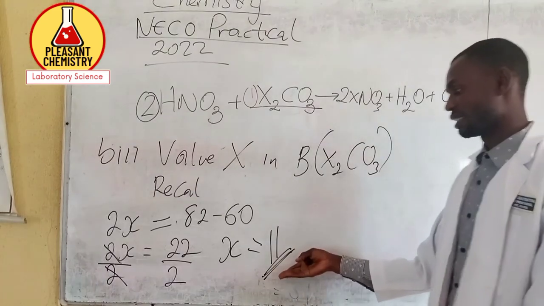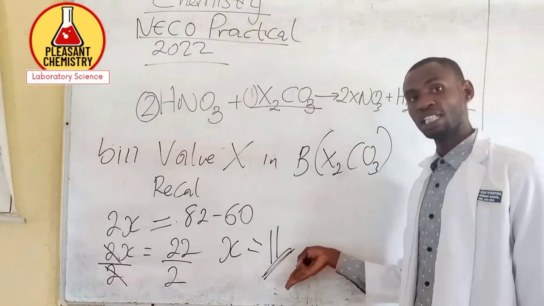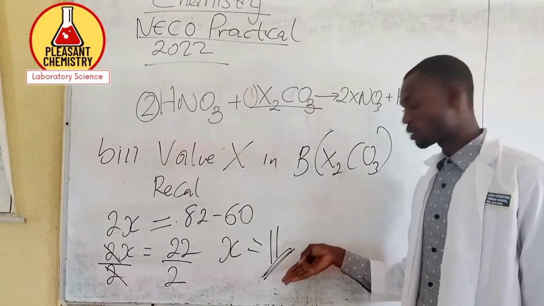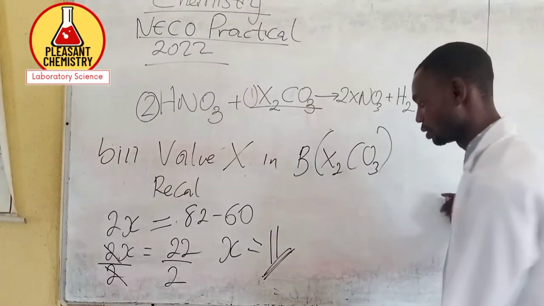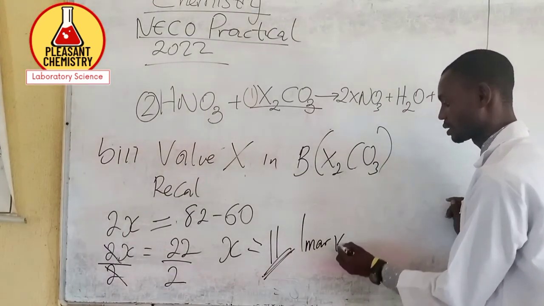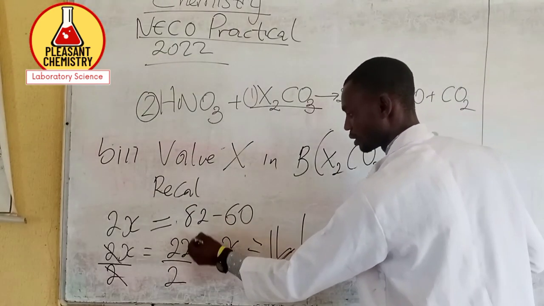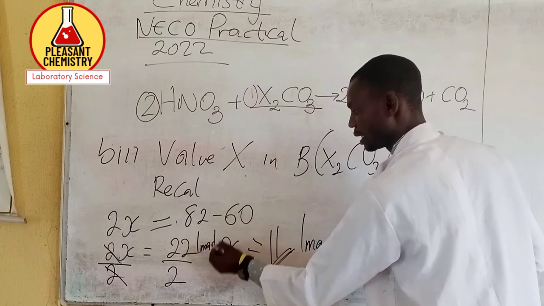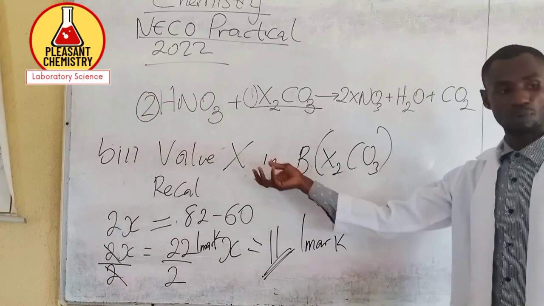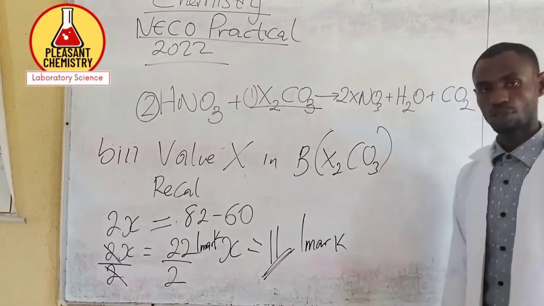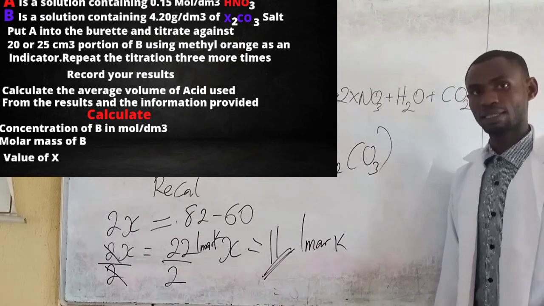Please don't put a unit here. If you put any unit here, you can be penalized. Don't put any unit here. It's better to leave it as a figure to be on the safer side. So you have your 1 mark for this, and for making x the subject of the formula, there's another 1 mark here. And then the overall calculation you made the other time, there should be 1 mark for that one too. Thank you. So we want to look at the last one now.